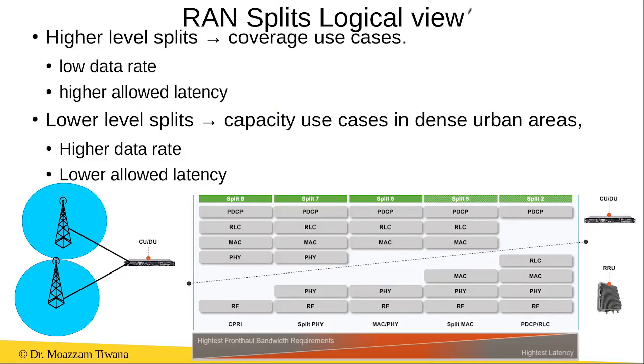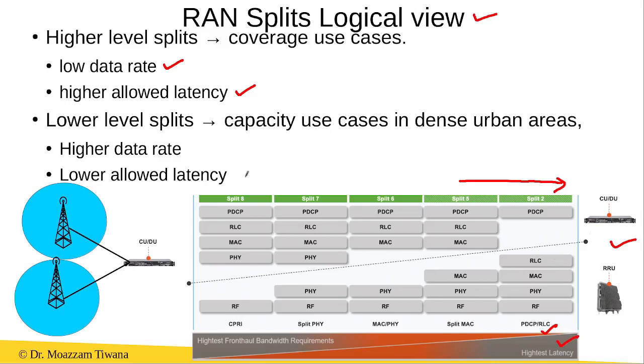Now we summarize the discussion that we have done about the RAN splits. As we move towards the higher level splits on the front haul, we can see that the data rate requirement decreases, and at the same time the latency that is allowed on the front haul increases. So we can have higher latency.